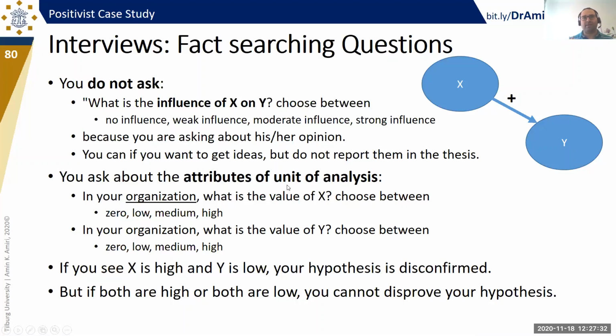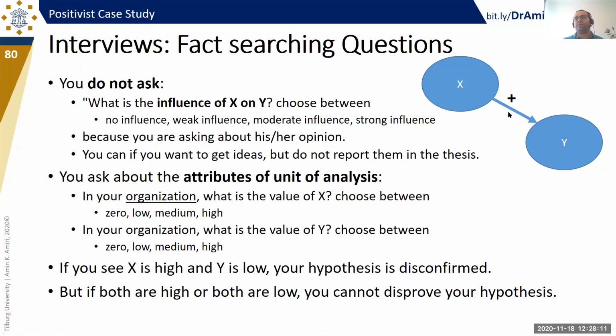So another issue is sometimes you, because you as the interviewer ask the wrong question. You can ask the person, what is the influence of X on Y? Choose between no influence, weak influence, and strong influence. Keep that in mind. You don't ask about arrows. You only ask about constructs. You have them give scores for constructs, not for arrows. If you ask about arrows, you get their opinions. We don't care about their opinions.